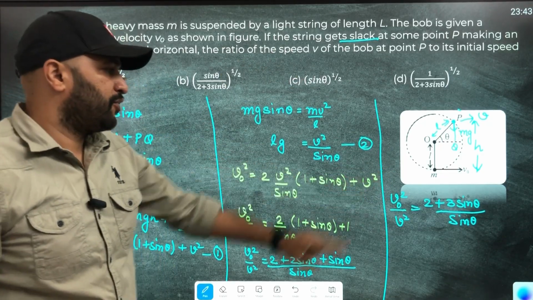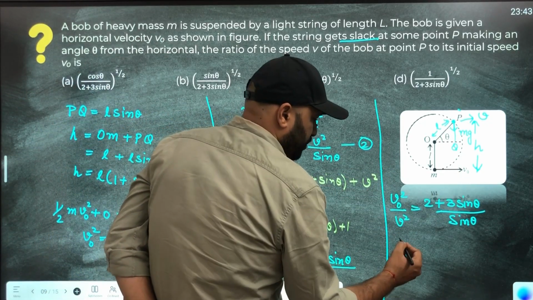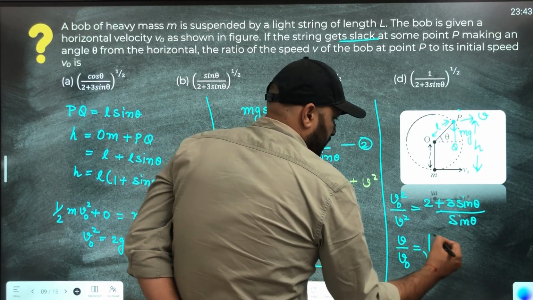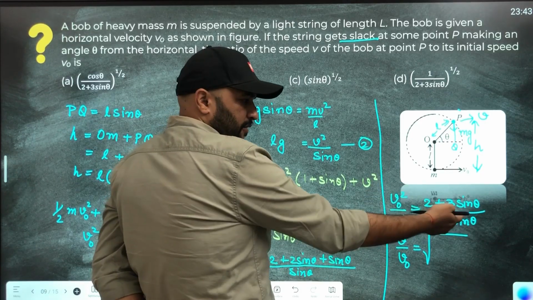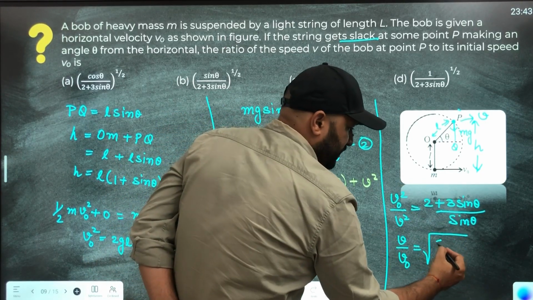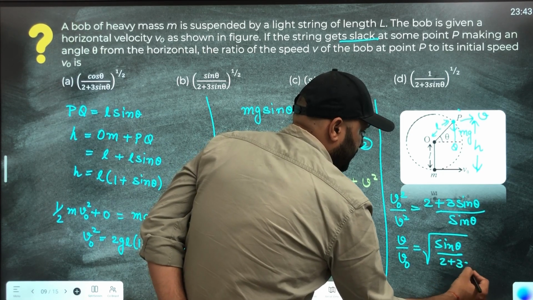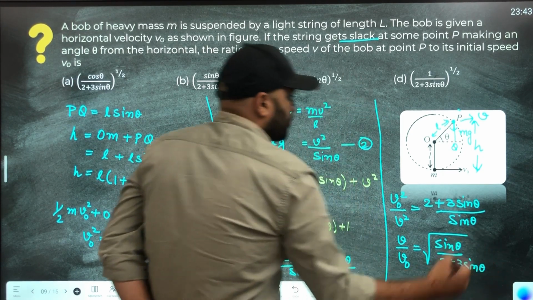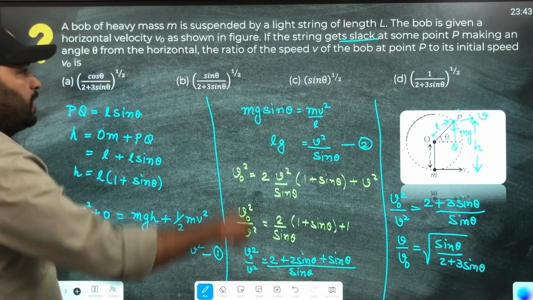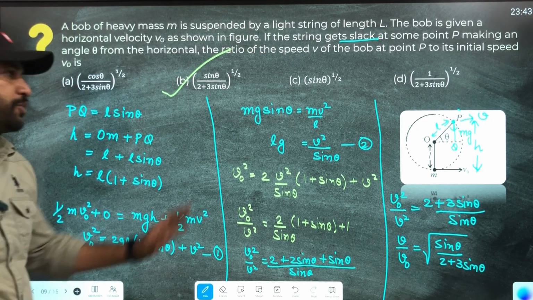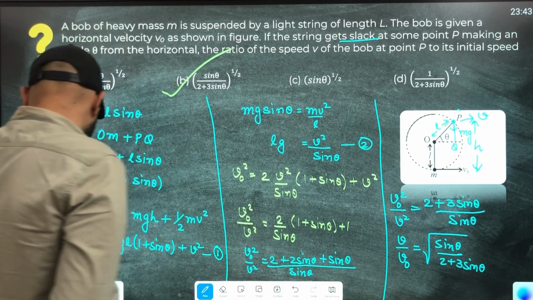Let's see again which one: the ratio of speed V. So just the opposite we have to find. Let's take the reciprocal and find the root. So V by V naught will be equal to under root. I have reciprocated it, so I have to reciprocate on the right hand side also. It will be sine theta upon 2 plus 3 sine theta. Let's see if there is some answer like this. So it will be equal to sine theta upon 2 plus 3 sine theta, whole power half. Clear? That's option B. I hope this is clear. Let's see the next one.